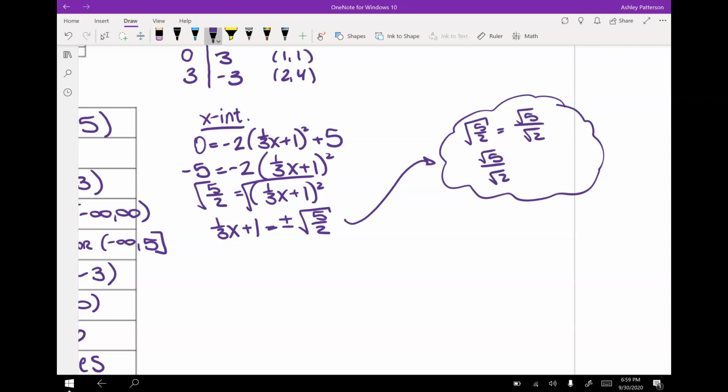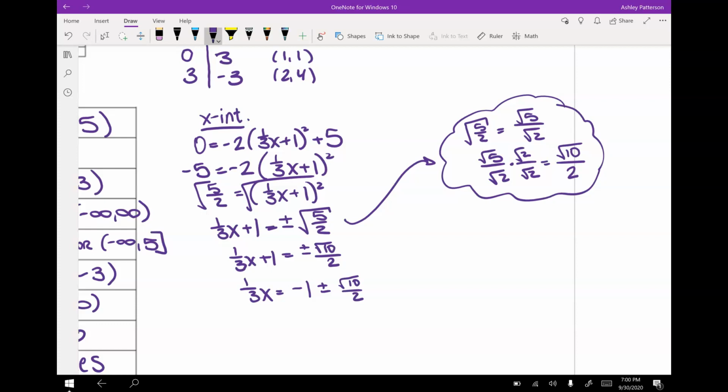So we rationalize the denominator by multiplying by the square root of 2 over the square root of 2. We do this because it is a square root. In the numerator, we can multiply across. They have the same index. They are both square roots, so we get the square root of 10, and in the denominator, we just get 2. The radicals ultimately end up canceling each other out. So we get 1/3 x plus 1 is equal to plus and minus the square root of 10 all over 2. I'm going to subtract 1 from both sides, so we get negative 1 plus and minus the square root of 10 all over 2.